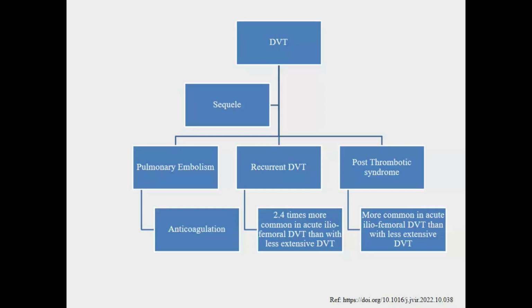To prevent pulmonary embolism, we solely rely on systemic anticoagulation. However, to prevent this post-thrombotic syndrome, there is an important role of active intervention, that means catheter-directed therapies.